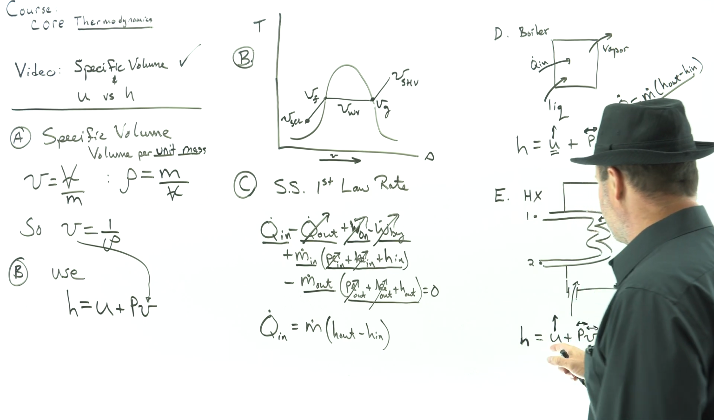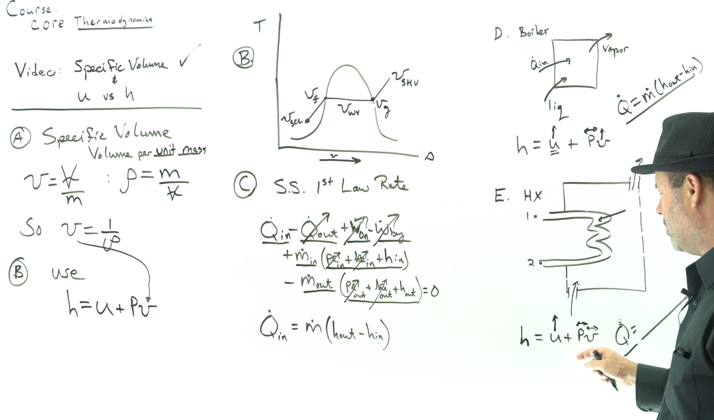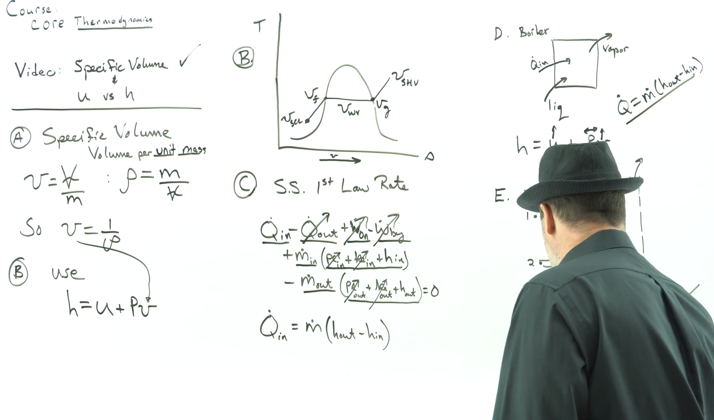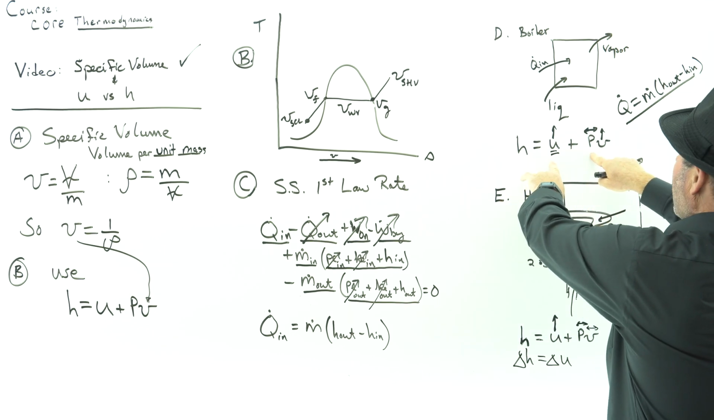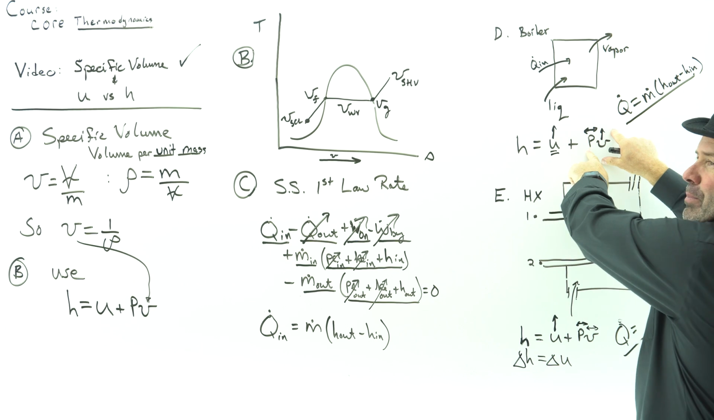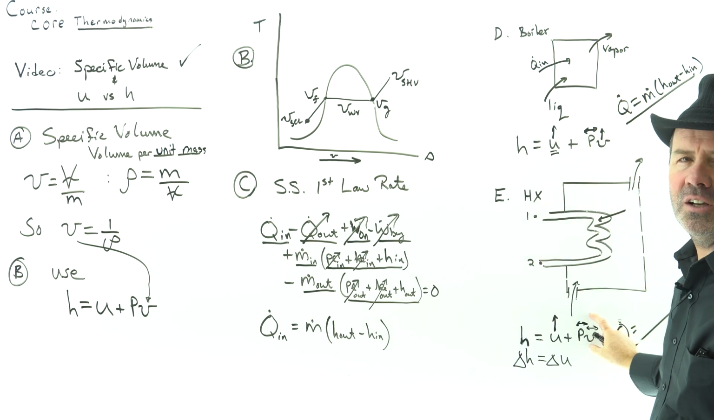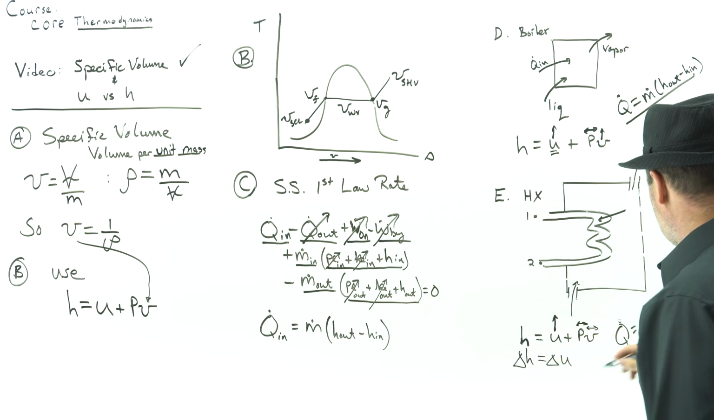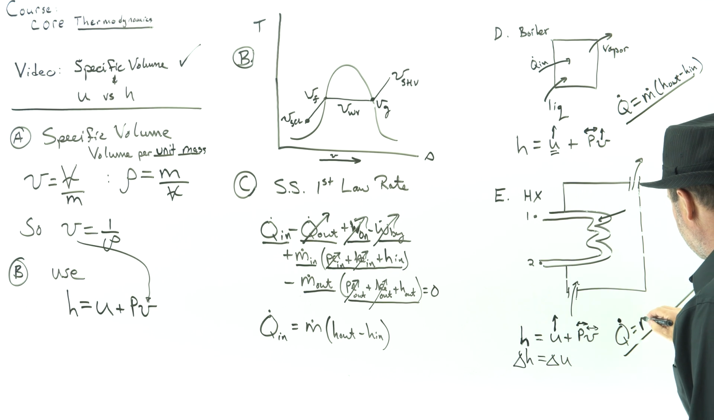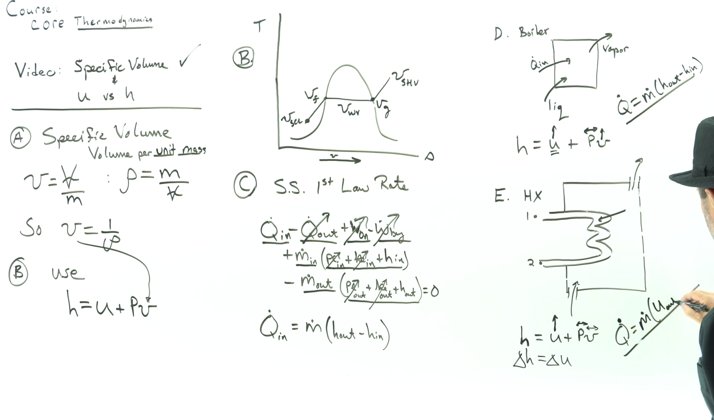So in this case, delta H would be the same as delta U. Up here, delta H would not be the same as delta U because the PV term is changing a lot. But when the PV term doesn't change, the only thing that's changing in the H is the U. So we could say Q dot equals m dot delta U, U out minus U in.